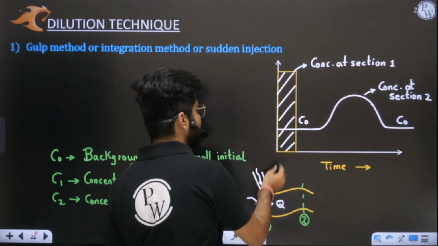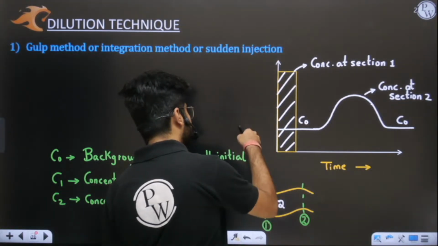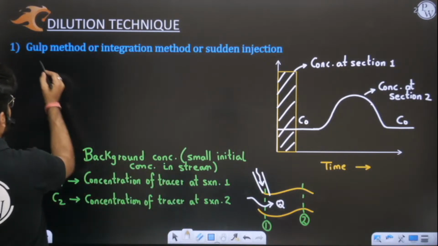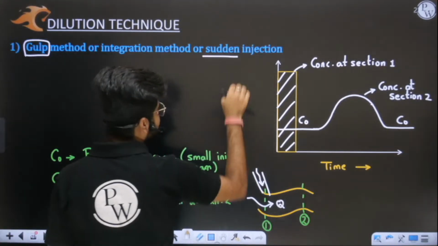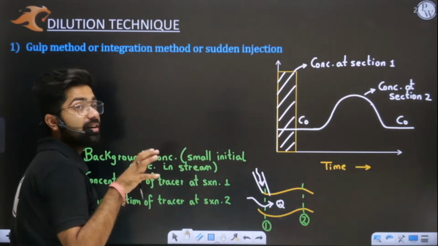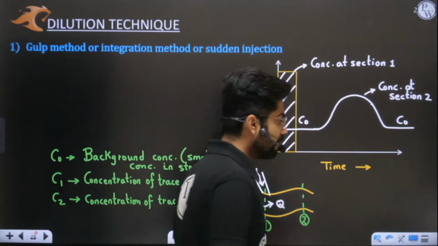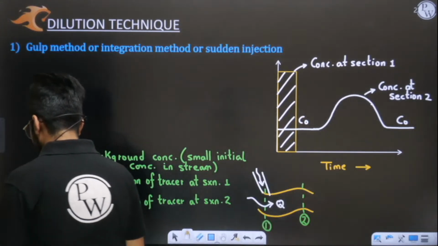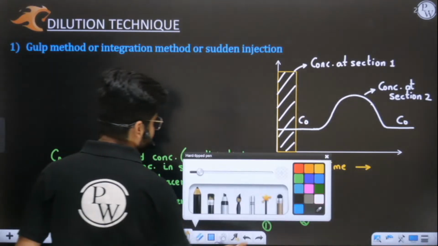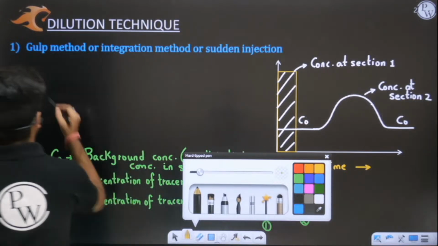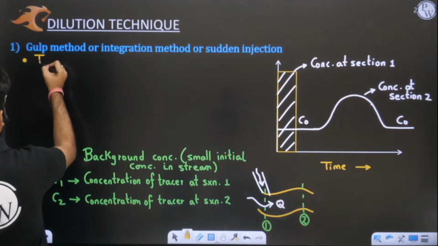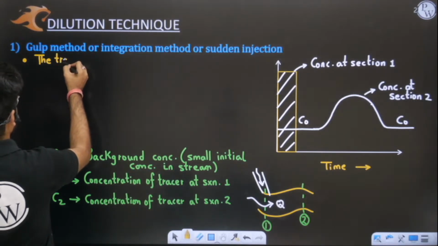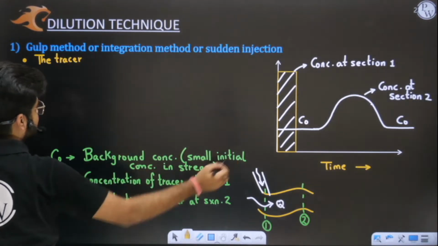At section 1, the concentration increases immediately because you have injected in a gulp. Gulp means immediately, suddenly. You have suddenly injected a tracer here. I hope this is clear. In this method, the tracer is a chemical which can be traced.